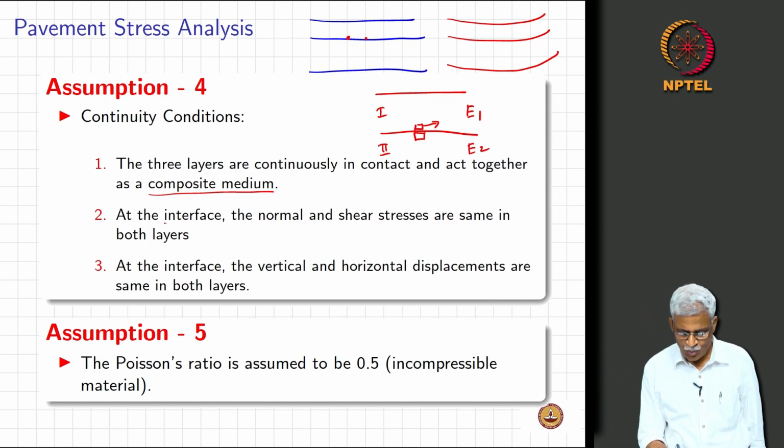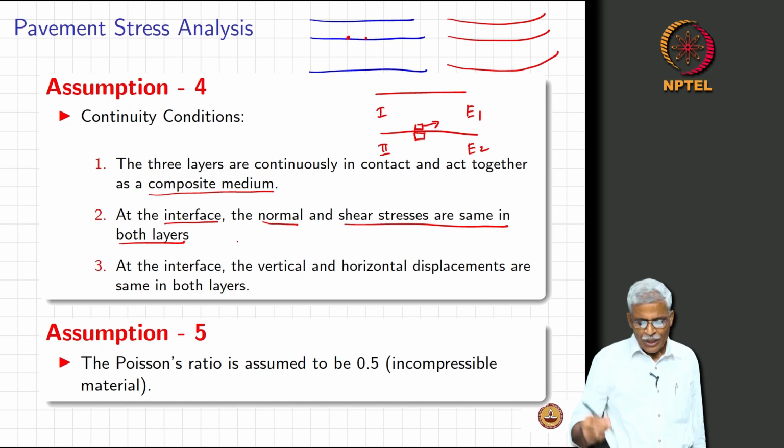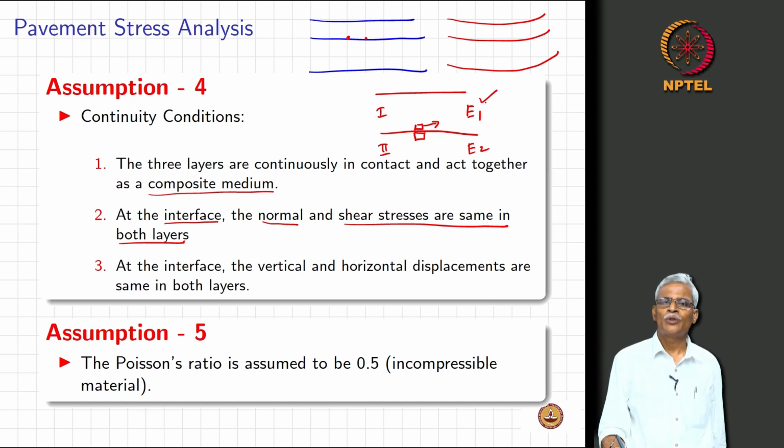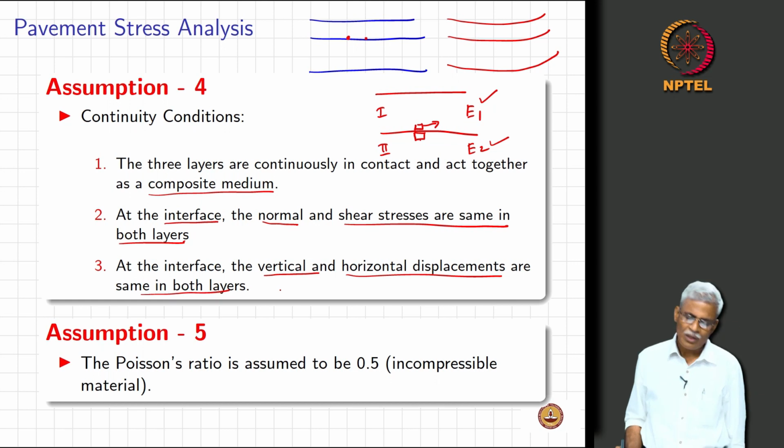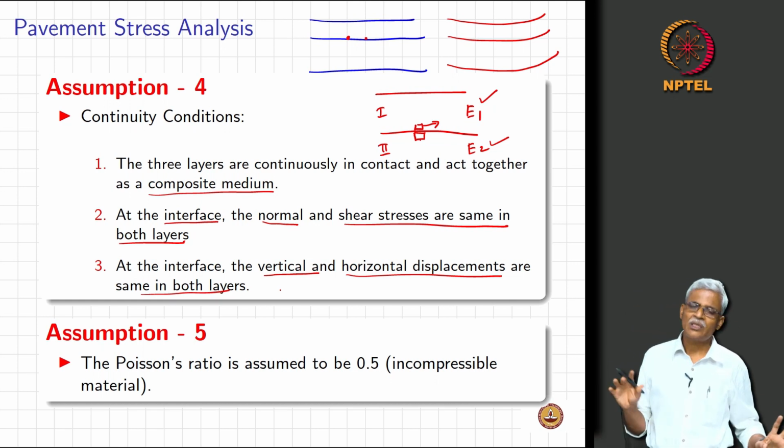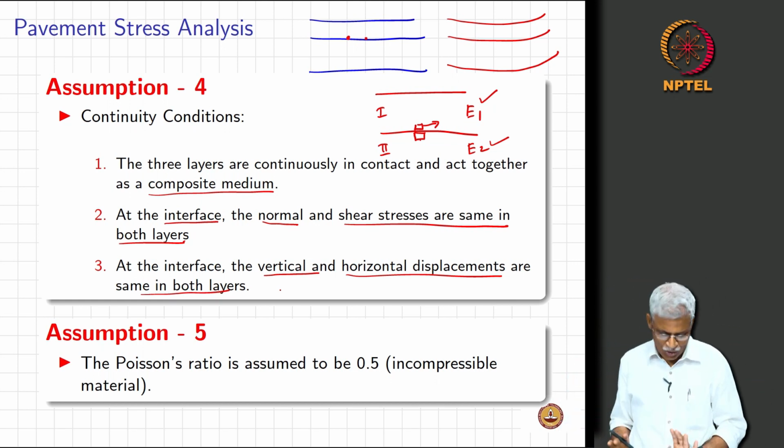So, we are going to assume that at the interface the normal stress and shear stress are the same. That means I should be able to use E1 values and compute the normal and shear stress here. I should also be able to use E2 values and compute the normal and shear stress here, and they should really be the same. Similarly, at the interface the vertical and the horizontal displacements are the same in both the layers. So, this is the continuity condition that you really assume.